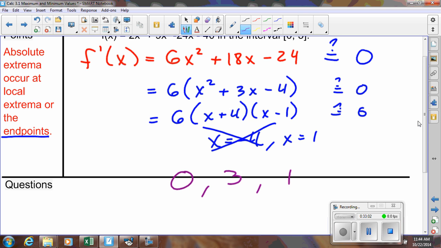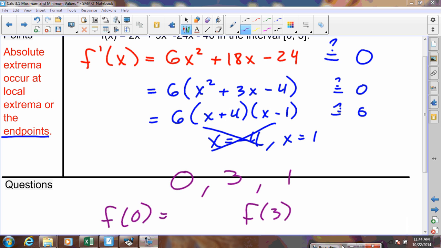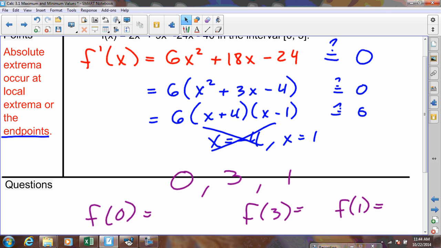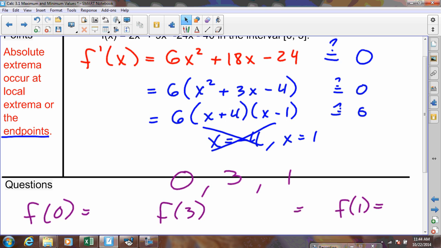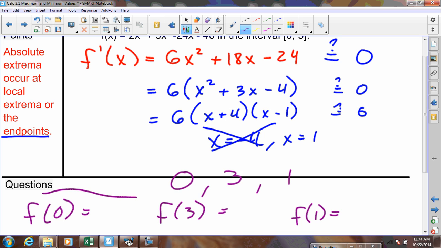We will actually need to take these pieces and plug them back into our function. What is f of 0? What is f of 3? And what is f of 1? I want to move these things over. If we can figure out those three values, we can just look at it and say, hey, this one's the biggest. Hey, this one's the smallest.